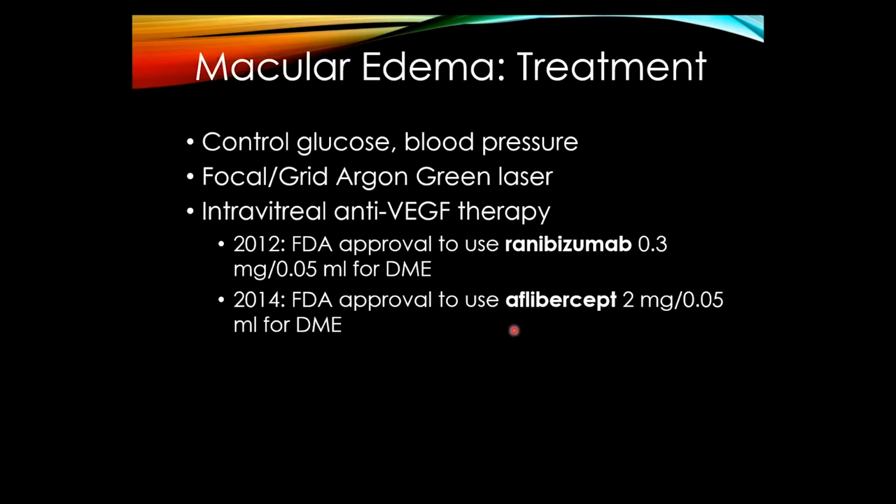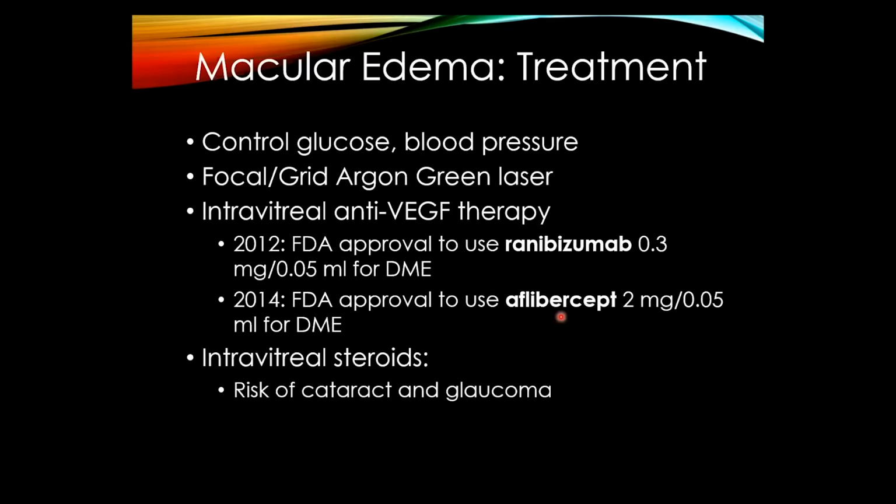Later, another medication that acts in similar ways, 2 years later, was approved. It's called aflibercept. Both of them work by blocking this protein called vascular endothelial growth factor that causes the blood vessels to become leaky. Sometimes we use steroids for very severe swelling, but the problem with steroids is that they sometimes cause cataract for people who have not had their cataracts removed, and in about a third of people can cause glaucoma. So more often than not, we'll use an anti-vascular endothelial growth factor injection instead.